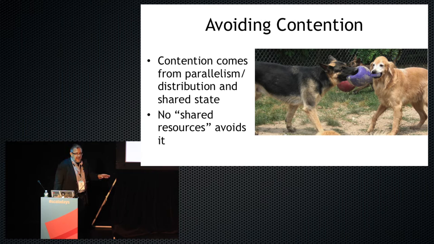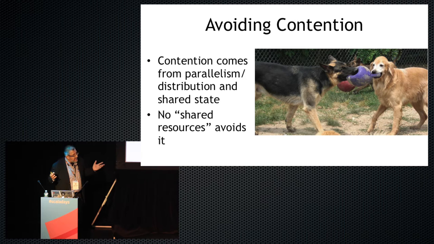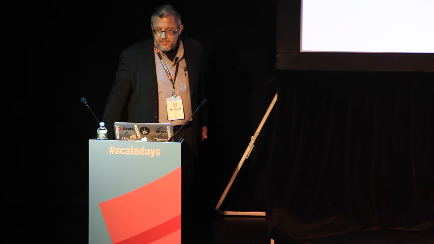The problem comes when you start to share anything. As soon as there's some piece of state or piece of information or data that needs to be shared by more than one process in the system, you end up with contention, you end up with the scalability problem. So no shared resources avoids it. Wow, it'd be great if we could design our algorithms like that. That's the challenge. So the hard part is not necessarily to completely eliminate state, but to minimize that state which is shared. So how do we do that?